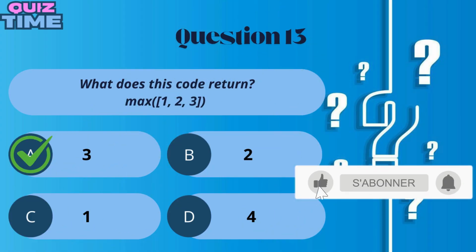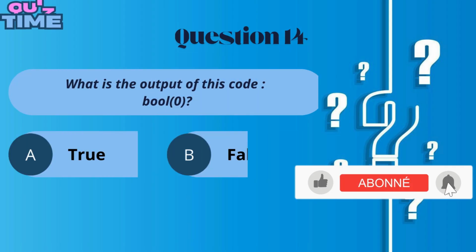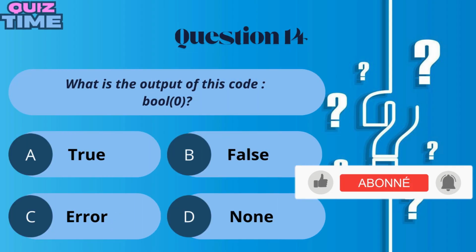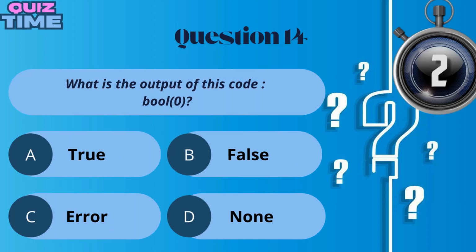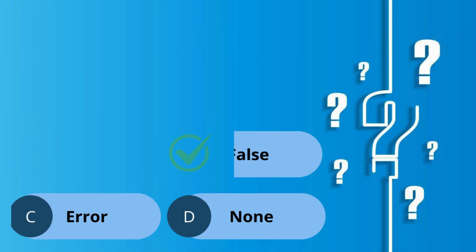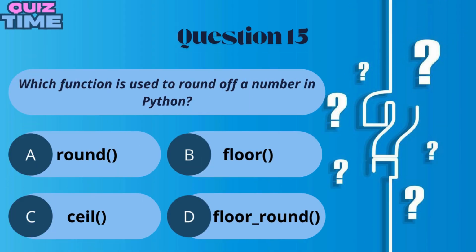The correct answer is A. 3. Question 14. What is the output of this code? The correct answer is B. False. Question 15. Which function is used to round off a number in Python?